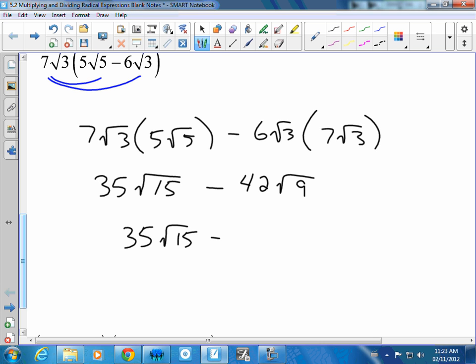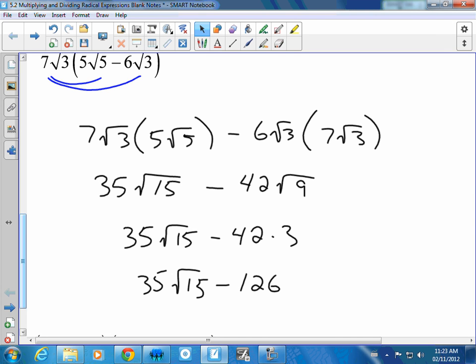But we can do the next part here. What's the square root of 9? 3. Okay, so 35 root of 15 minus 126. Now, here's the cool thing.